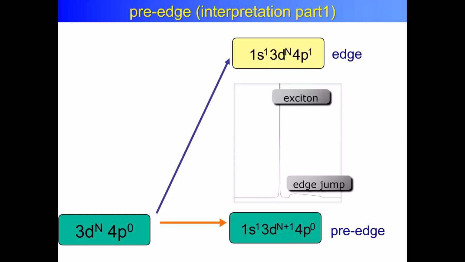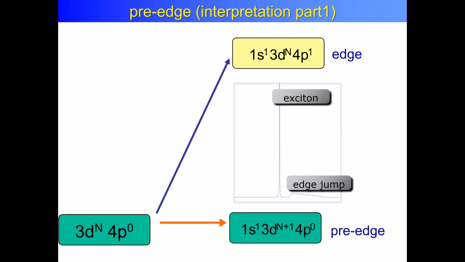Now, how do you interpret the pre-edge? You start from a ground state, which is approximated as a transition metal ion, so it's a certain number of 3d electrons, 3d^n. I assume the 4p is empty, and then you can make a pre-edge excitation, a quadrupole excitation to 1s^1 3d^(n+1), so you directly excite the 1s electron to the 3d band.